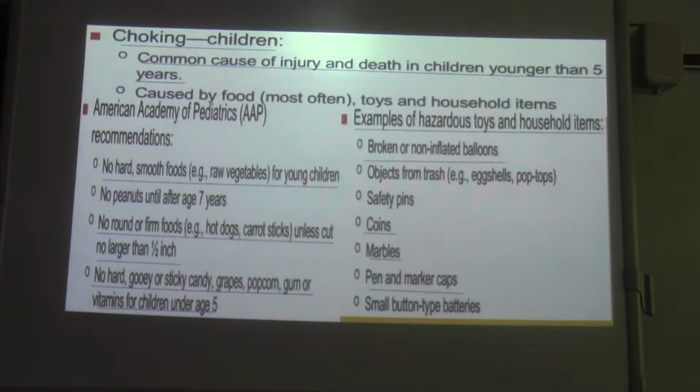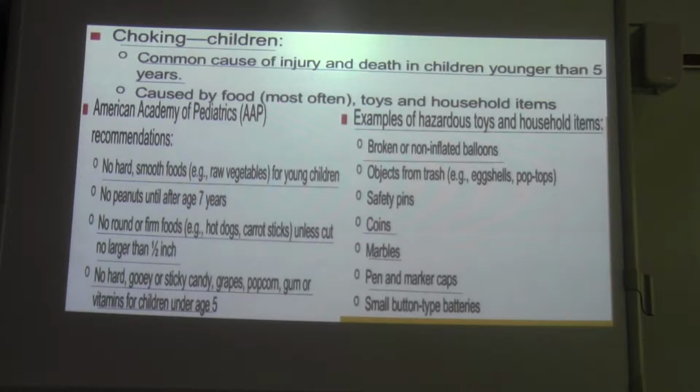No hard, gooey, sticky candy. No grapes. They say no grapes until after they turn 5. Now here's what I say about grapes. You take that grape, and it's tedious, and you cut it, and you cut it into 4s, and a kid can eat it. Because it's the skin on that grape that doesn't break down very easily when you eat the whole grape. You've got to really think about it. When you eat a grape, you've got to chew into it pretty good to break it down. A little kid can't do that if they don't have all their teeth.